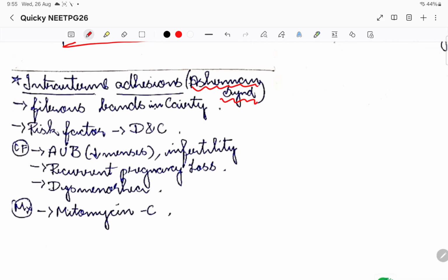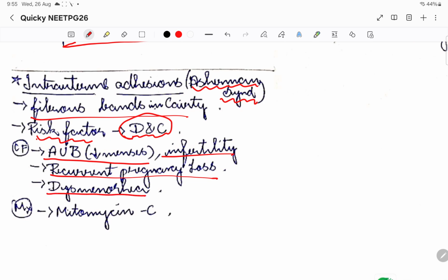Then coming to intrauterine adhesions, I told you, Asherman syndrome. Adhesions will be there, so a fibrous band in the cavity. The risk factor is D&C, dilatation and curettage, or some other intervention that would have been done, and the adhesions happen because of this. The clinical features will be abnormal uterine bleeding, infertility, recurrent pregnancy loss, or dysmenorrhea. How do we manage it? Medical management is mitomycin C. We also discussed this in ENT. This is what we use with Asherman syndrome.